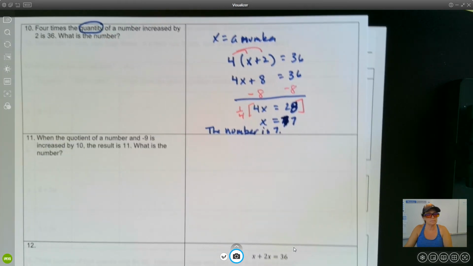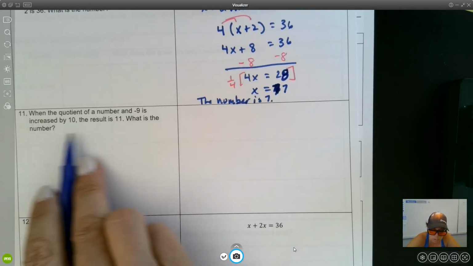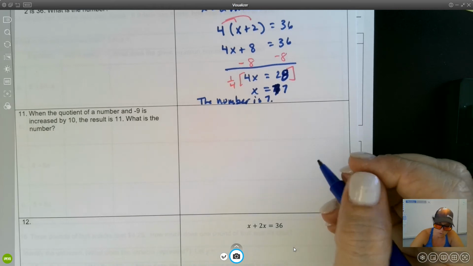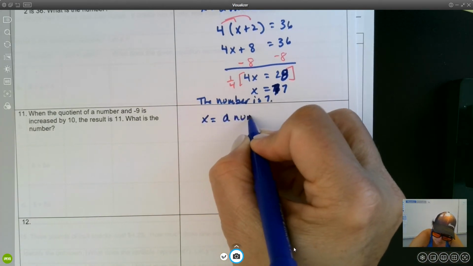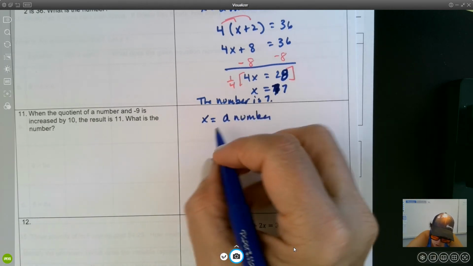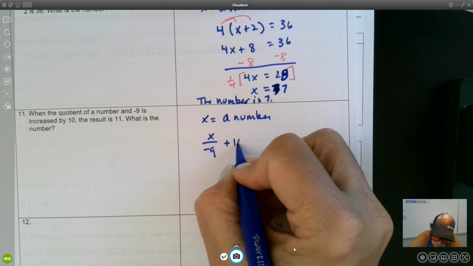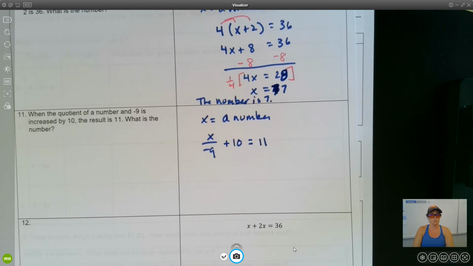All right. Number 11: when the quotient of a number and -9 is increased by 10, the result is 11. What is the number? If you're confused about what these words mean, please look back at that chart we did when we started notes. So x is a number. The quotient of a number and -9 increased by 10, the result is 11. So there's your equation.